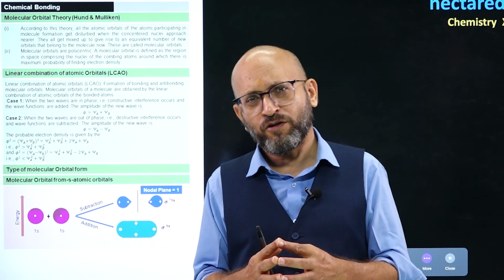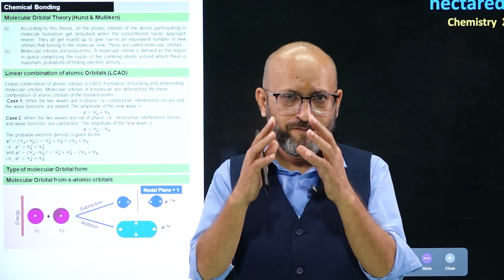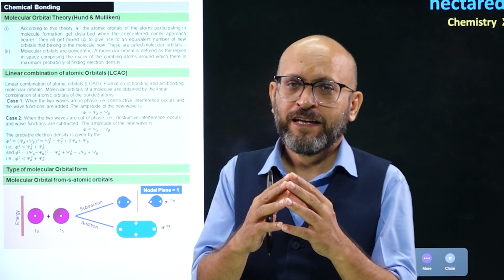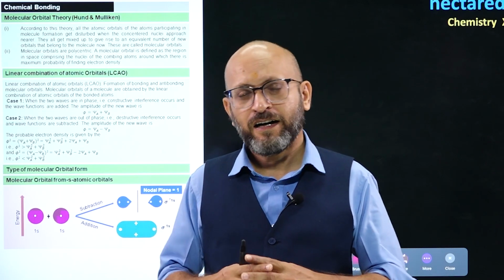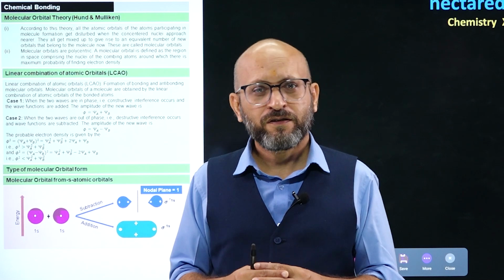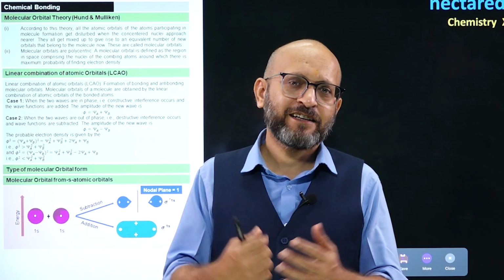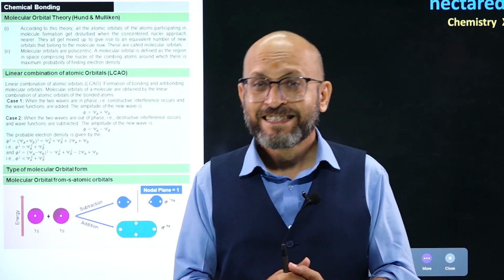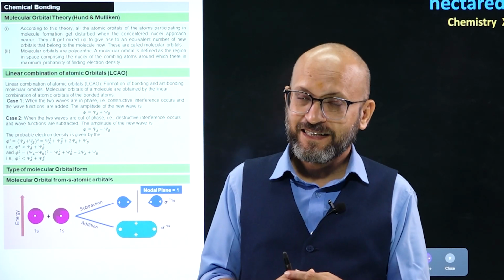So what are molecular orbitals? When atomic orbitals combine, they combine in two ways. Either they combine in phase or they combine out of phase. They undergo additive overlap or they undergo subtractive overlap. Additive overlap is just like constructive interference and subtractive overlap is just like destructive interference. Why are we talking about interference? It was about waves. Yes, yes, yes.